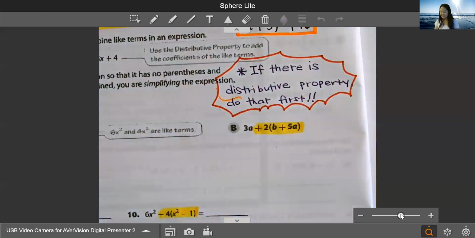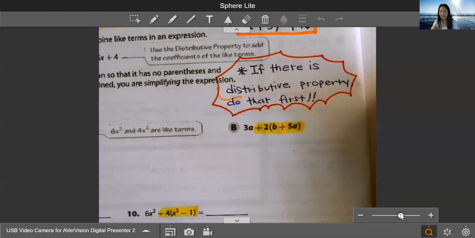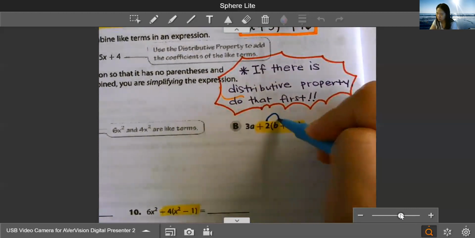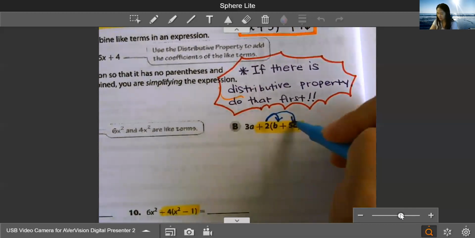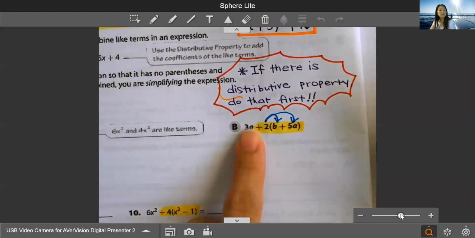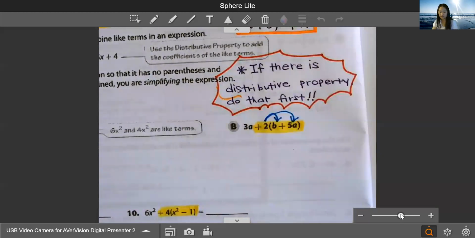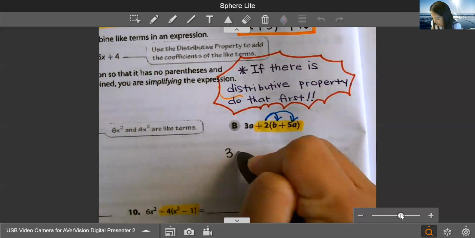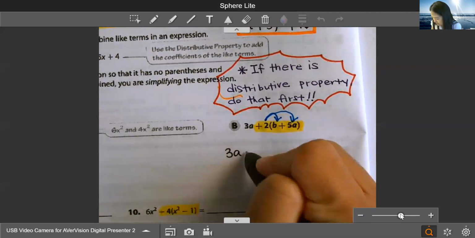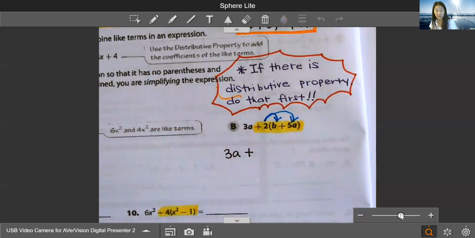All right, so like I said, notice there's distributive property. So then you need to do that first. This is why I taught you how to solve the distributive property first, before I'm teaching this lesson. So you'll be doing 2 times 1b plus 2 times 5a. And then this one, what do you do? You simply bring it down. So notice how I'm writing the problem again, okay? So you're going to bring down the 3a plus, and then now you're going to evaluate the distributive property.